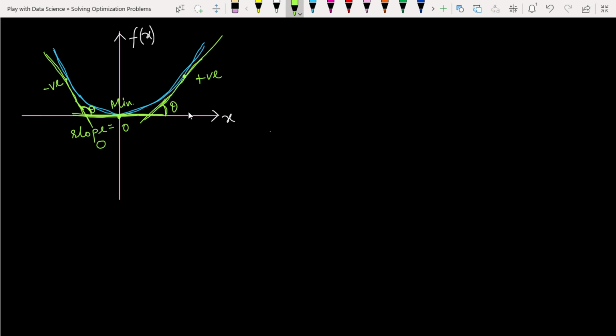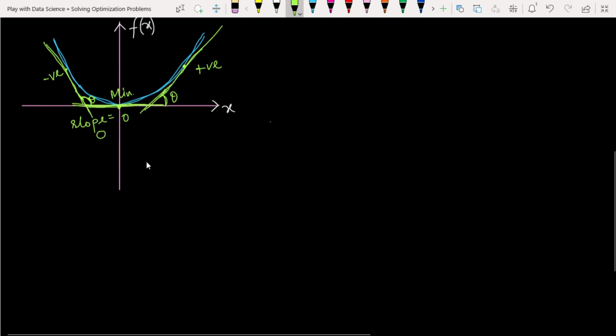On this side the slope will be negative. Okay, so if we see this geometry, we are coming to one single decision. Just on both sides of our minimum point, the sign of the slope is opposite. This point is our minimum point, and on one side of it the slope is positive, and on the other side the slope is negative.